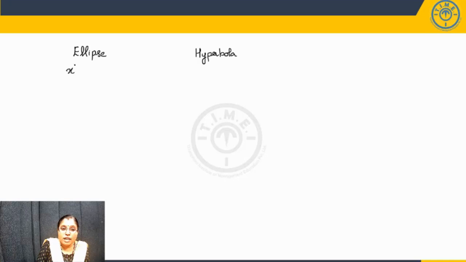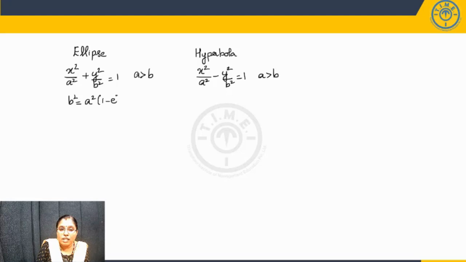Ellipse equation is x square by a square plus y square by b square equal to 1. And here a has to be greater than b. And for hyperbola, x square by a square minus y square by b square equal to 1. Here also a has to be greater than b, and these will be the conditions for a standard hyperbola. And in ellipse, b square will be equal to a square into 1 minus e square, whereas in hyperbola also b square equal to a square into e square minus 1.